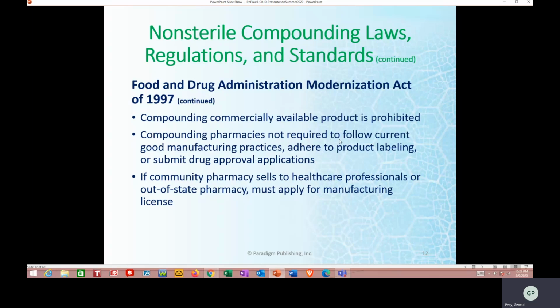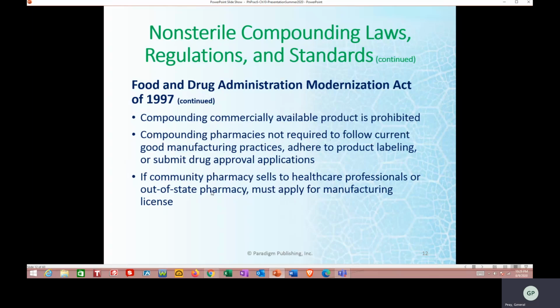Compounding pharmacies are not required to follow current good manufacturing practices, adhere to product labeling, or submit drug approval applications. So when you're compounding, you're not doing the same as manufacturing. Those are two different types of industries. You're not doing mass production, so you don't have to follow those same rules. If a community pharmacy sells to healthcare professionals or out-of-state pharmacies, they must apply for a manufacturing license. So that's a big difference.